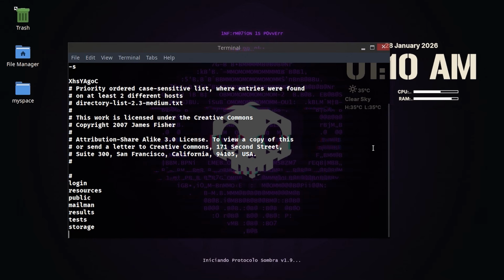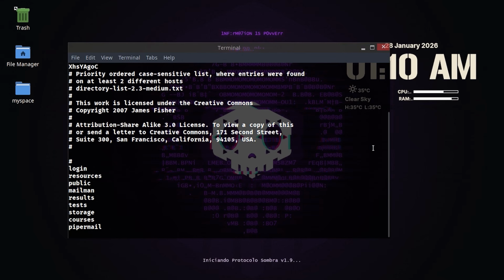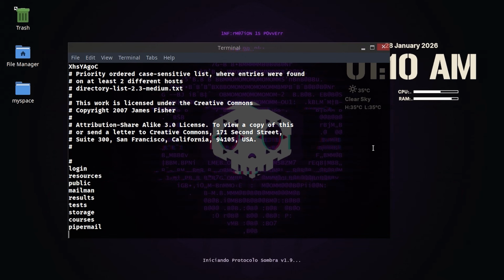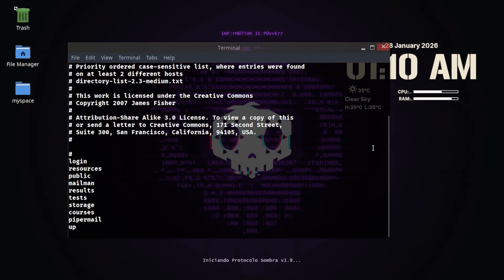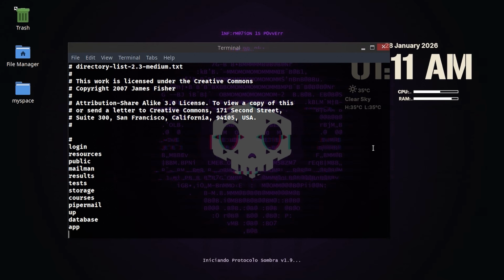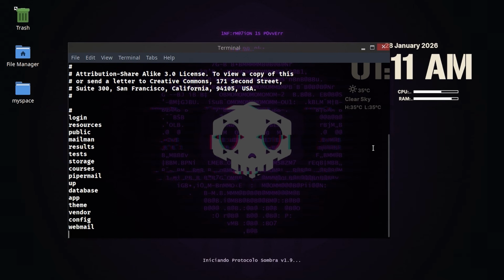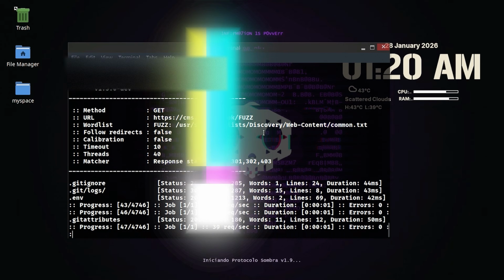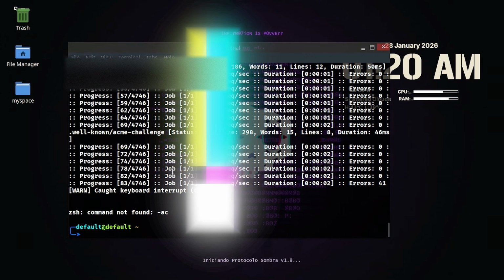For the word list, I am using SecLists. It is a standard collection used in real-world security testing. You can download it using this command. With the help of that, I was able to find some hidden directories. You can also use different directory word lists from SecLists, depending on what kind of content you are trying to discover. This time, I switched to another word list from SecLists, focused more on configuration and sensitive files.